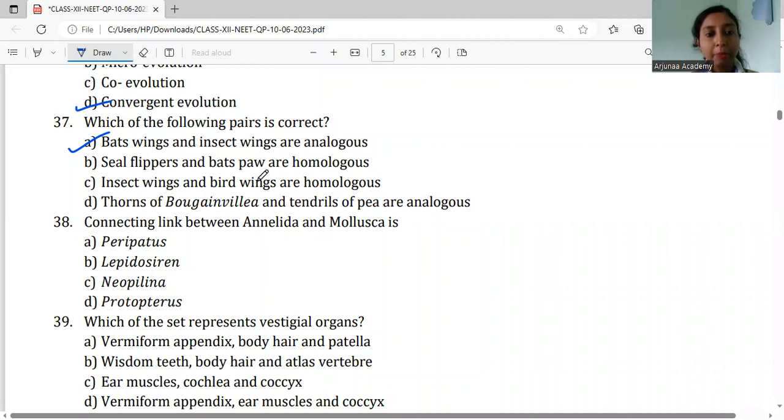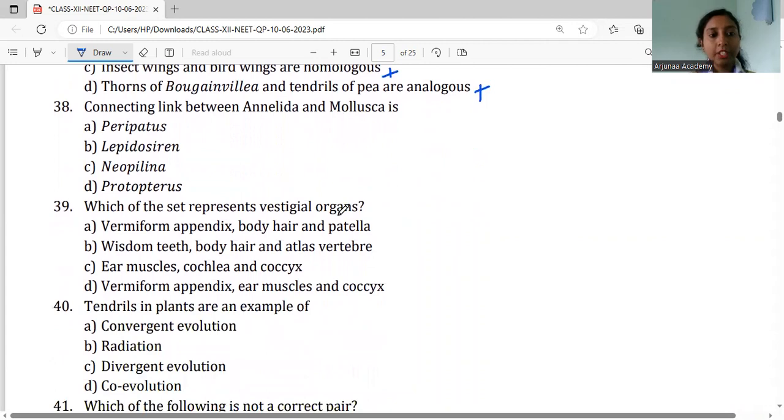Seal flippers and bat paw. Seal flippers are the forelimbs, bat paw are the hind limbs. So they are neither homologous nor analogous. Then insect wings and birds are not homologous, they are analogous. Thorns of bougainvillea and tendrils of pea are homologous. They are homologous because the origin is the same, that is the stem modification, but the function is different.